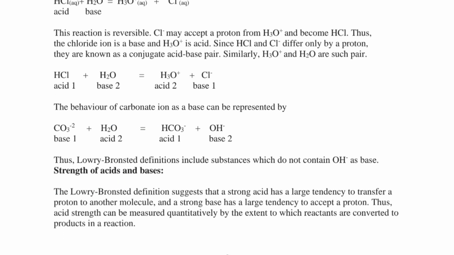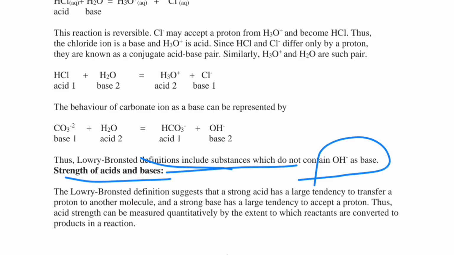Okay, the Lowry-Bronsted concept doesn't contain OH negative as a base. According to Arrhenius, a base is a species that contains OH negative ion, but according to Bronsted, that is not the case.